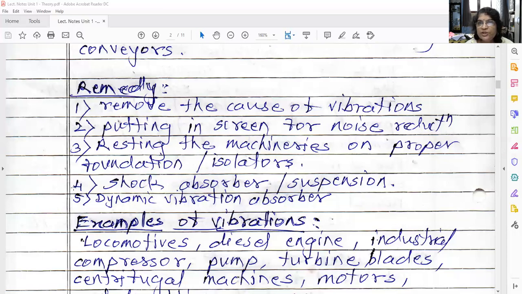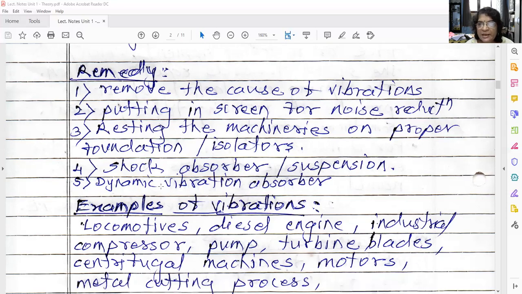Then fourth is shock absorbers or suspensions. Two-wheelers or four-wheelers are the best example where we can reduce the vibrations of our vehicle with the help of a shock absorber. Then fifth is a dynamic vibration absorber. There are a few equipments which will absorb the vibrations of the object where we don't want the vibrations. That vibration absorber we are going to study in detail in unit number 5.